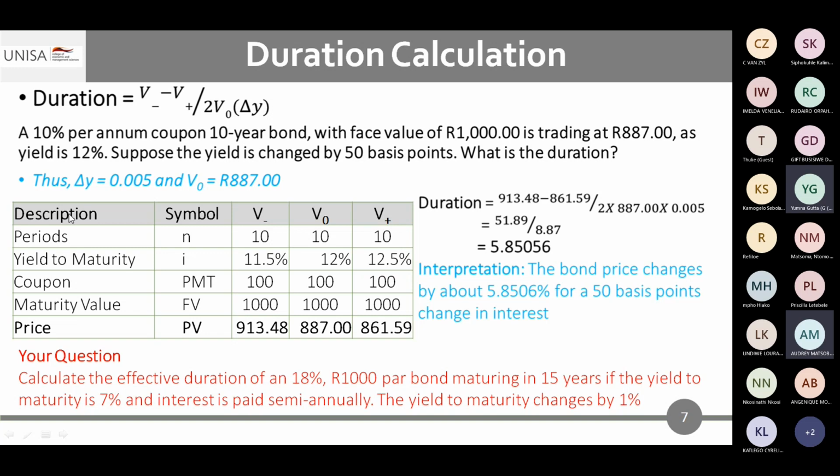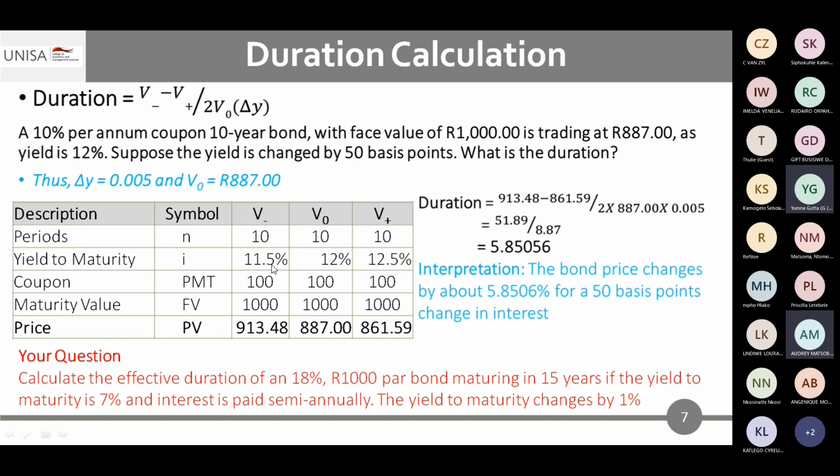On your table, you write your period, which is your N. You write your yield to maturity, you write your coupon, you write your maturity value or your future value, and your price, right? So we did this with our basic bond calculation. However, in duration, you add 2 more columns because we're going to account for a drop in basis points, a drop in interest rates, and we're going to account for an increase in basis points, right?